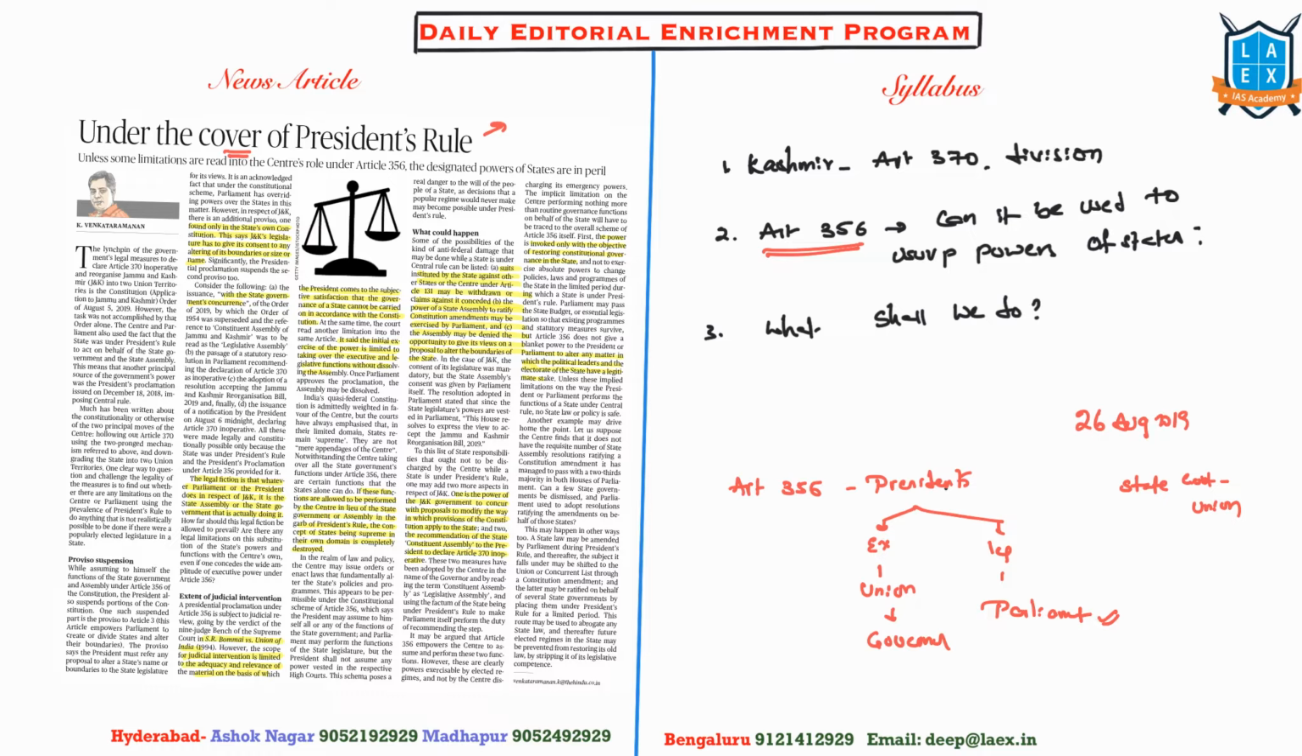So in this case, Article 356 is used. Under this cover, Article 370 was abrogated, and also the Jammu and Kashmir state was divided into two parts.